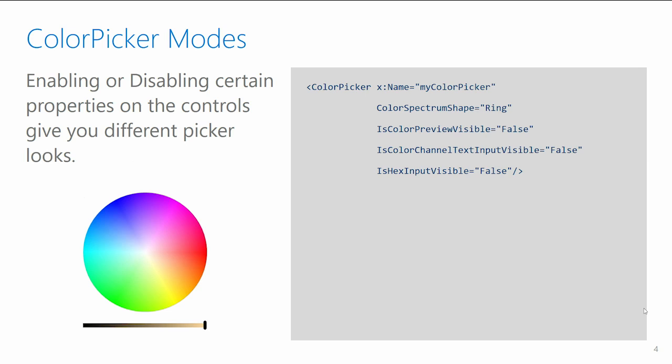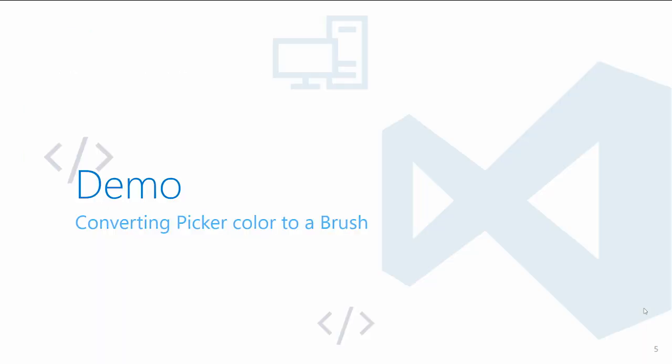We have tons of booleans on this, and you can go look at the Windows Style Guide site for all of these. But in general, we're going to simplify this to a ring and a slider for saturation. And it looks like this. We just disable a lot of the default features that you saw on the previous slide and enable it to look like what you see on the left. And now we're going to show you how to enable it.